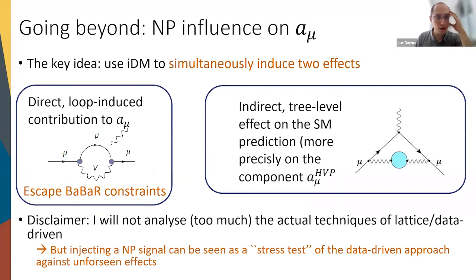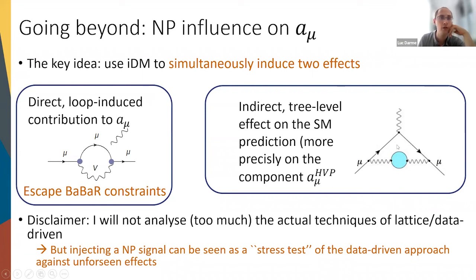So one of the key ideas that I will not push too much here is that you could use this feebly interacting particle to do 2 things. The first thing is to have a loop-induced contribution to the g-2. This is what I showed you before already. The second thing is that you can actually use it to change this indirect contribution. And this is something I will not draw off too much, but the main idea is that you can change the luminosity of the experiments, which have been measuring the cross-section that I used here in the data-driven approach.